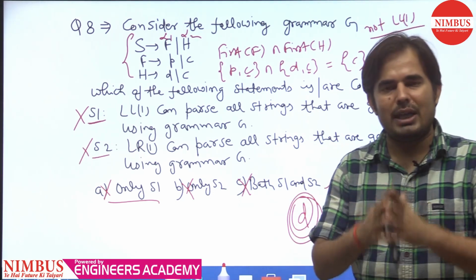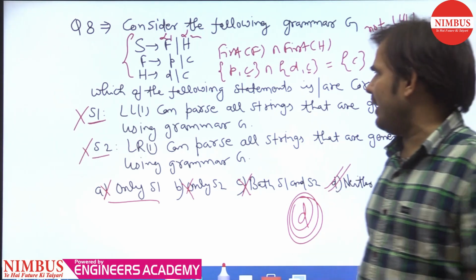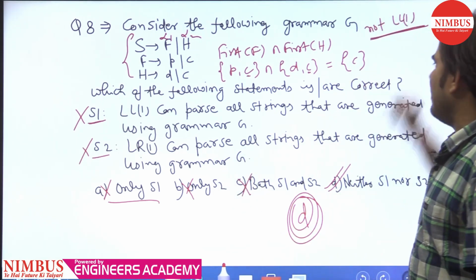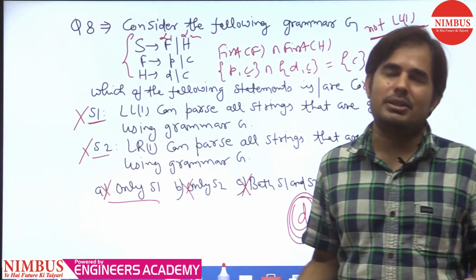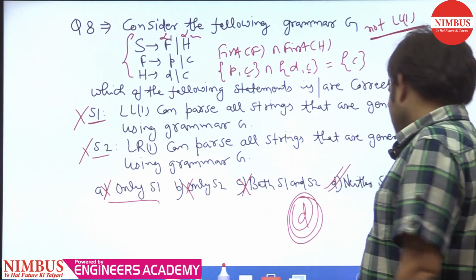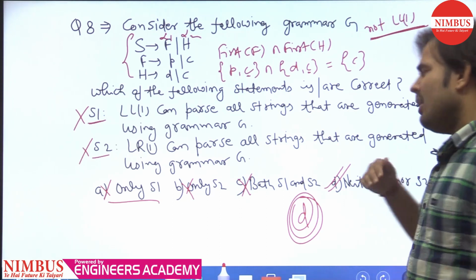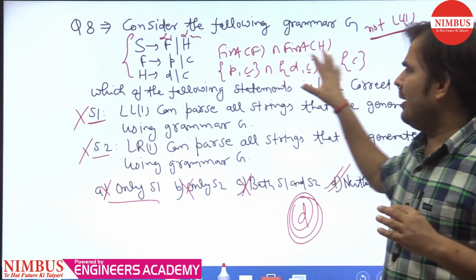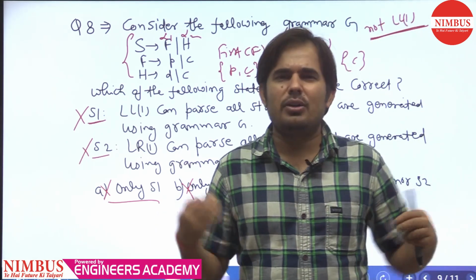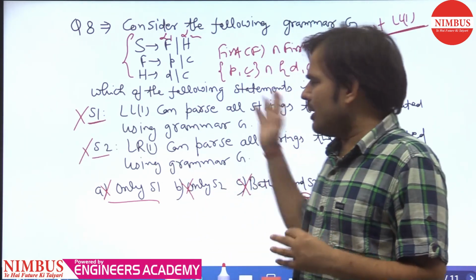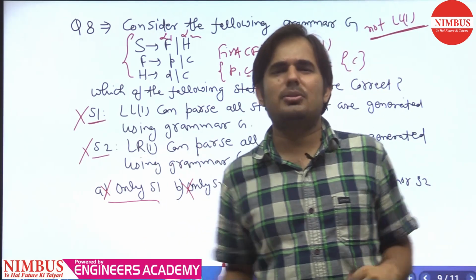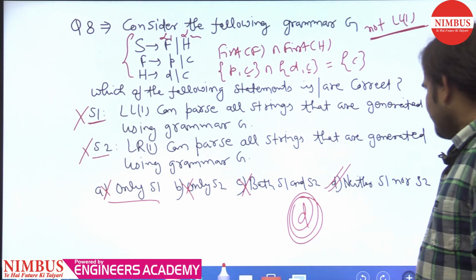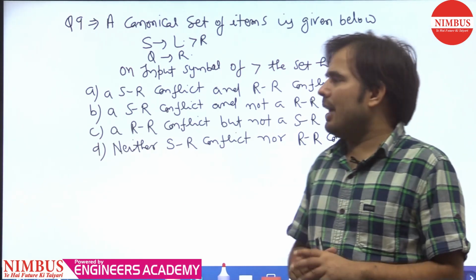Neither S1 nor S2, दोनों में से कोई भी स्टेटमेंट हमारा सही नहीं है, क्योंकि ग्रामर ही हमारी LL1 नहीं है. जब वो LL1 नहीं है तो LR1 भी कैसे हो जाएगी? ठीक है. So this is a good question. They can take this concept and they can make you different questions. मतलब कॉन्सेप्ट ये रखेंगे और डिफरेंट लैंग्वेज में डिफरेंट क्वेश्चंस बना सकते हैं. ठीक है. So this is question number 9.